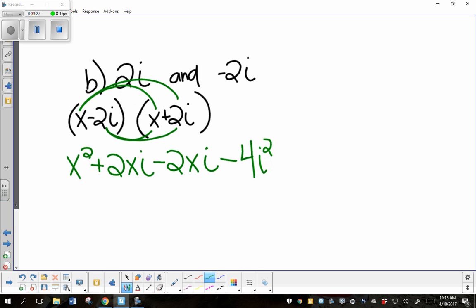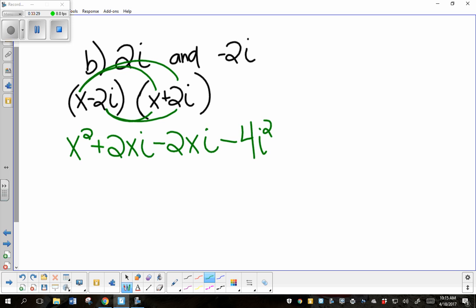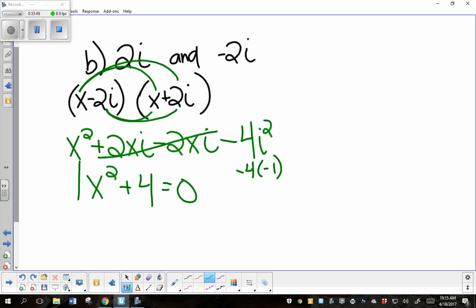So, some people are telling me, first of all, what happens to 2xi minus 2xi? That's 0, right? So we've got x squared. What is negative 4i squared going to change into? Plus 4. Because i squared is negative 1. So this is negative 4 times negative 1. So it's just plus 4. So x squared plus 4 equals 0. There's your answer. So honestly, the ones with i's in it are kind of nice.